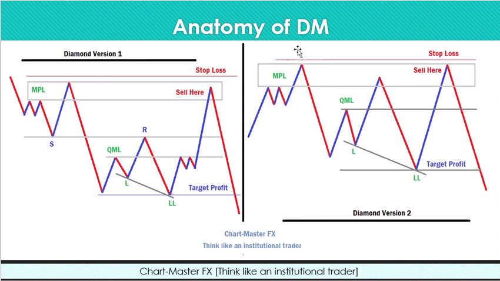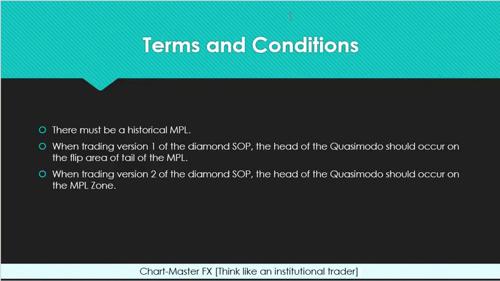So guys, let's go to the terms and conditions of the setup. On the terms and conditions, there must be a historical MPL. As you have seen, there should be a historical MPL that is clear, that is not yet used. Then when trading version 1 of the diamond SOP, the head of the Quasimodo should occur on the flip area or tail of the MPL. So as we saw on the charts, the head must be on the flippy area. You need to make sure that all the conditions have been met.